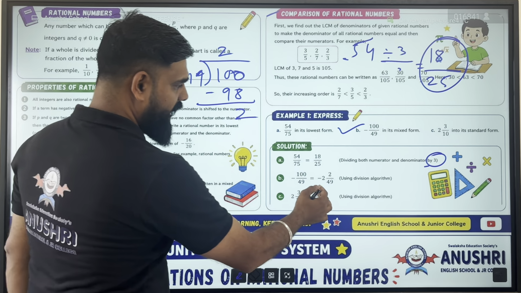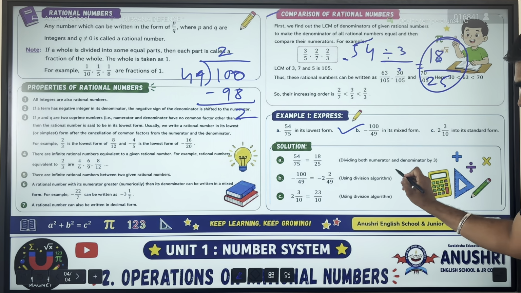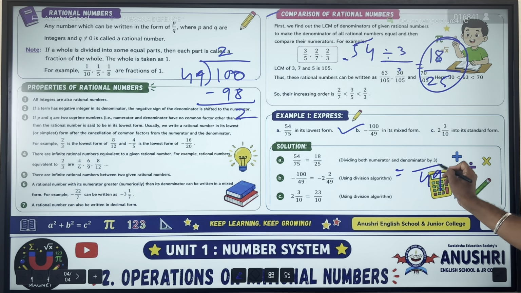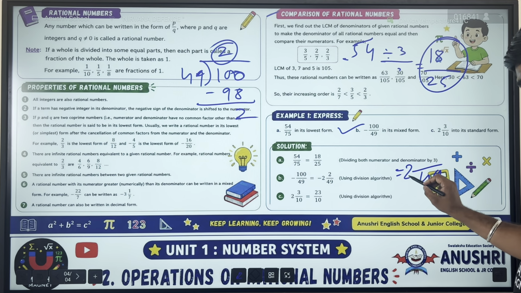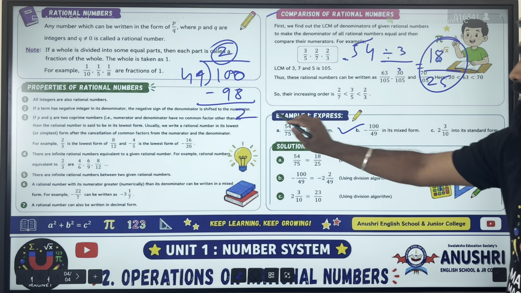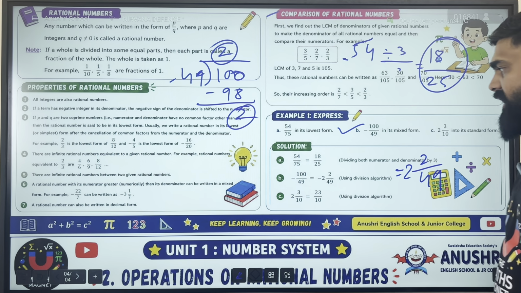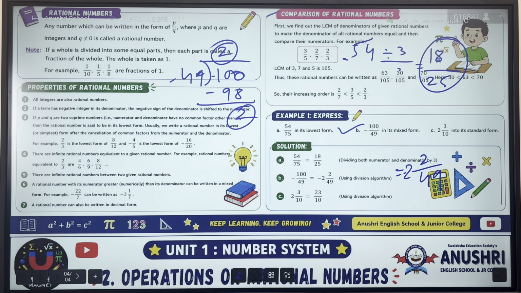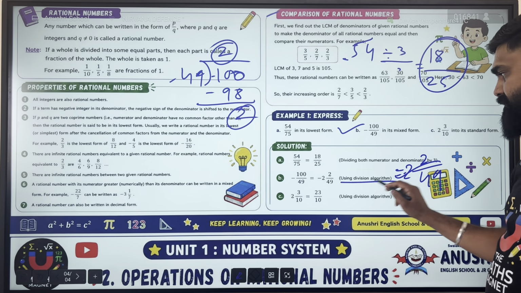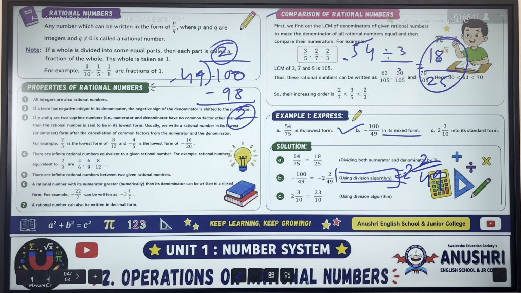Okay. So we have 49 as a denominator, and write this quotient here. 49 twos are 98, plus this 2. So we have this negative sign with it here. So we got here minus 2, and 2 by 49. So this is the division method. By using the division method, we have written this in the mixed form, right?